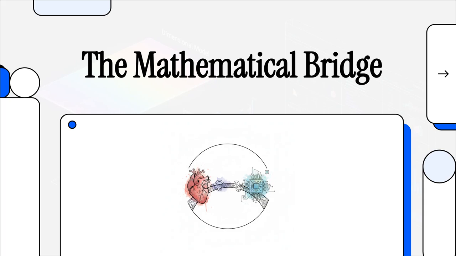Have you ever wondered how you could possibly teach a computer, a machine that only thinks in ones and zeros, about something as messy and, well, human as emotion? Today, we're going to do just that. We're going to build a mathematical bridge that connects our feelings directly to machine code.